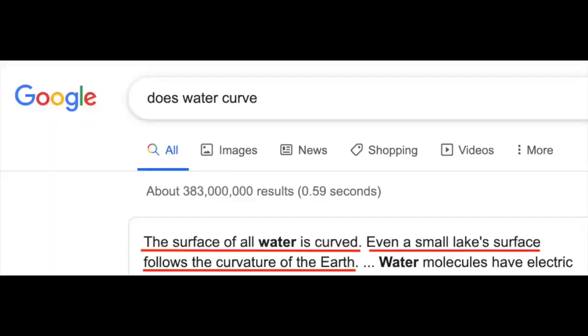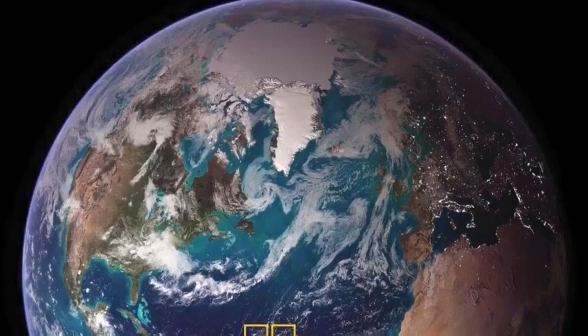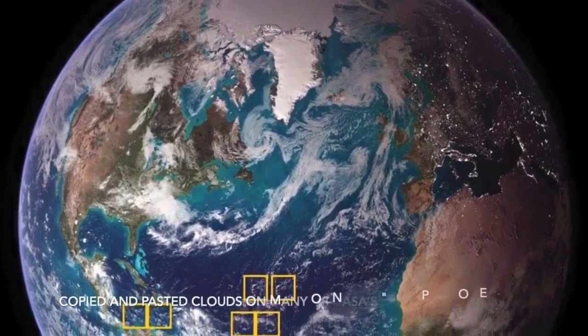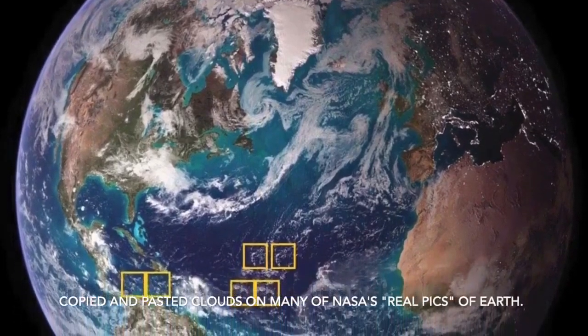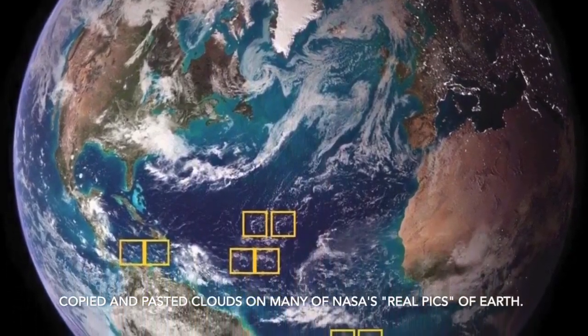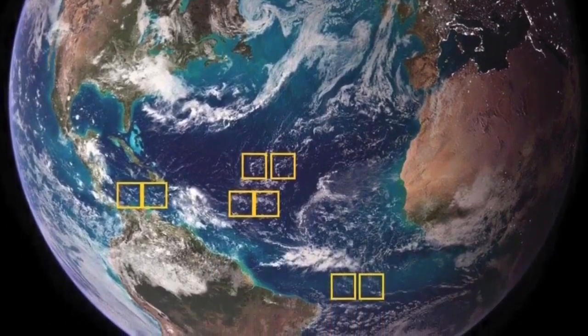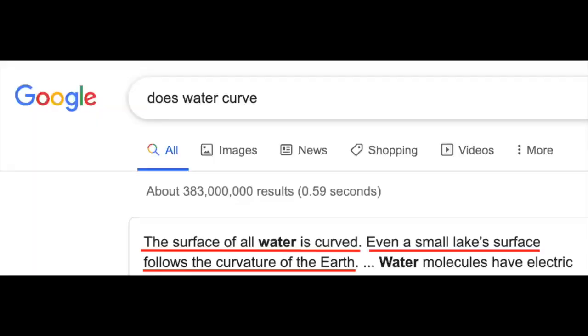But first, before we get to that, let's establish something in heliocentrism, the globe model. A fundamental fact, which is that all water is curved on the globe model. It has to, because it has to do 360 degrees back around to itself. It has to create a sphere, and it has to be water still. So all water must be curved. As you can see, when you ask Google, does water curve? They'll tell you right here. The surface of all water is curved. Even a small lake surface follows the curvature of the Earth.